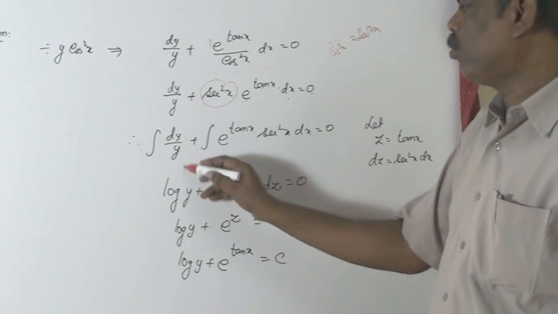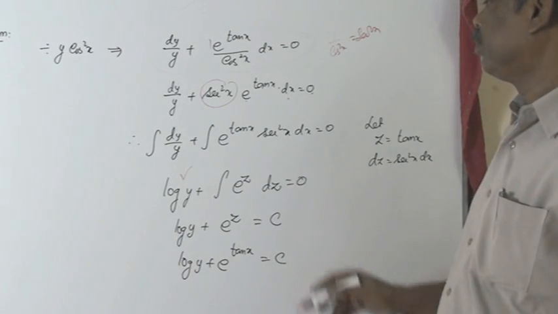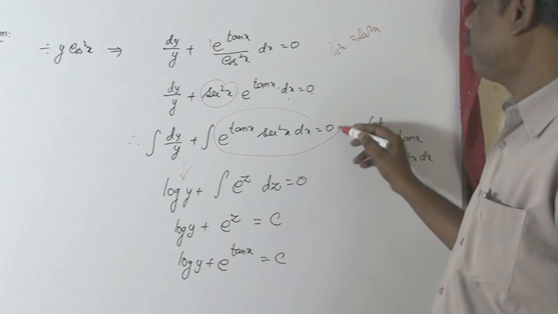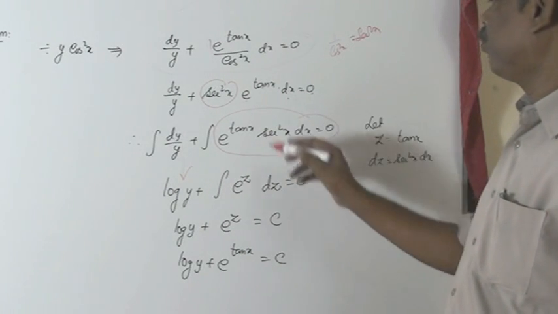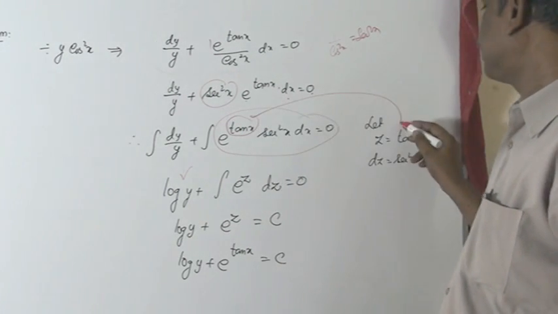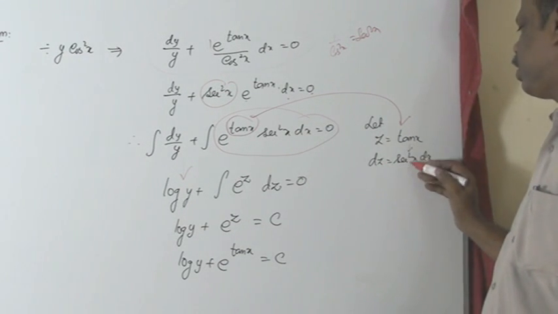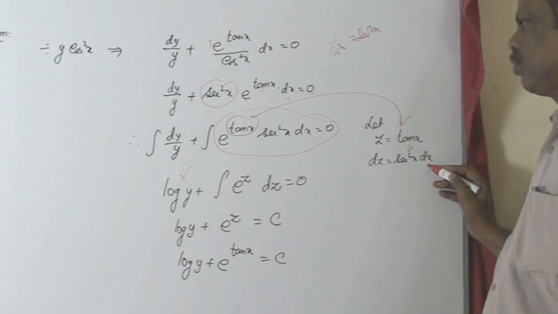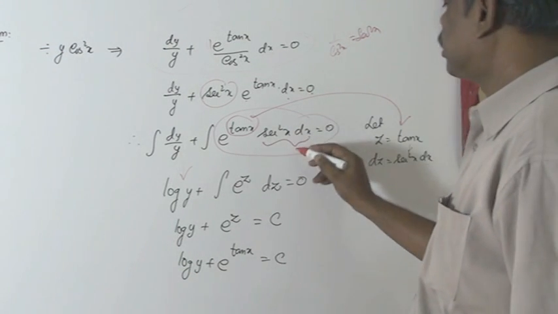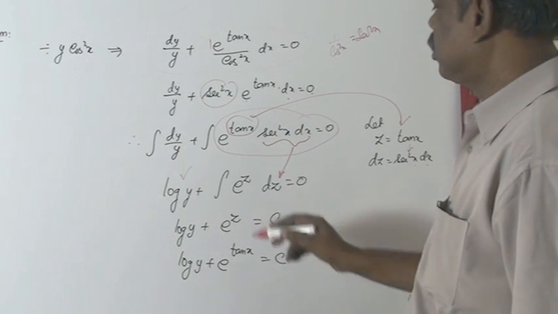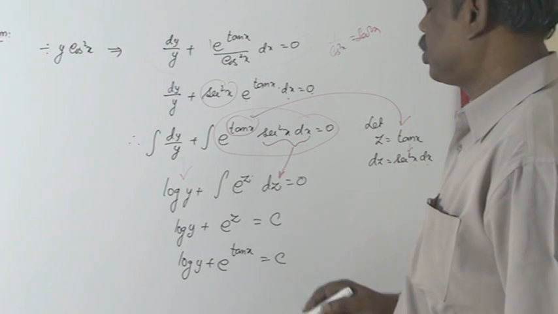Now, what is the integral of dy by y? It is log y. Here we have to use the substitution method. Now we can take tan x as z. Therefore dz is equal to the derivative of tan x, which is secant square x into dx. So what is secant square x dx? That becomes dz, and the integrand is e power z.